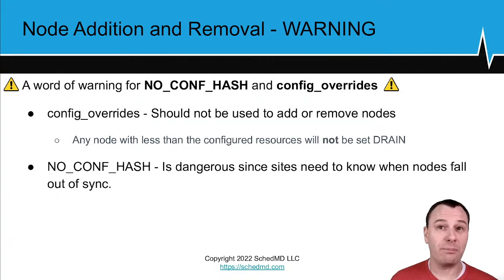We have seen a number of clusters use no conf hash and config override as a way to improperly add or remove nodes, or even change the configured resources on a node. Please do not do this. Those options are there to tell you when something is wrong. Your config file should be synced across the entire cluster, and the running configuration, or in-memory config, should match on all the controllers and Slurmds.